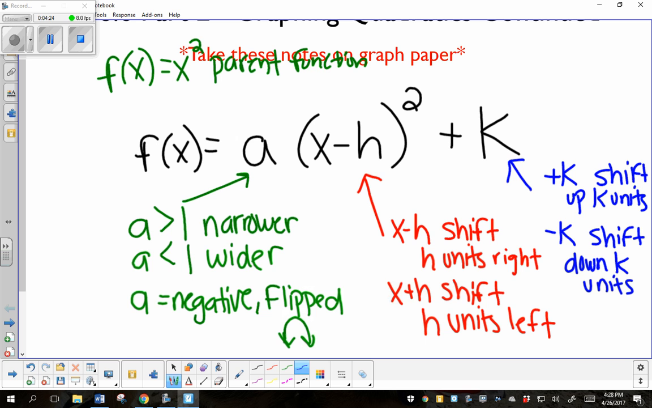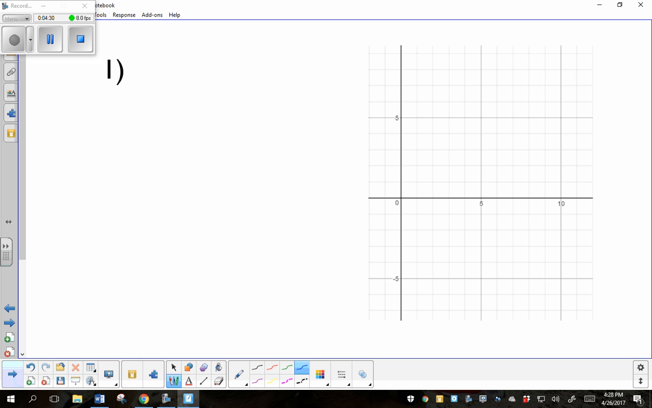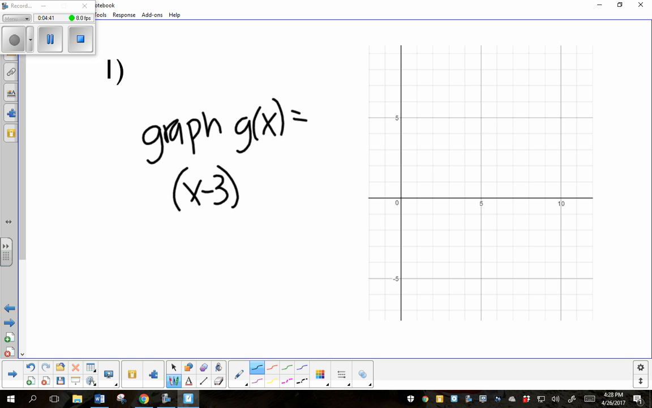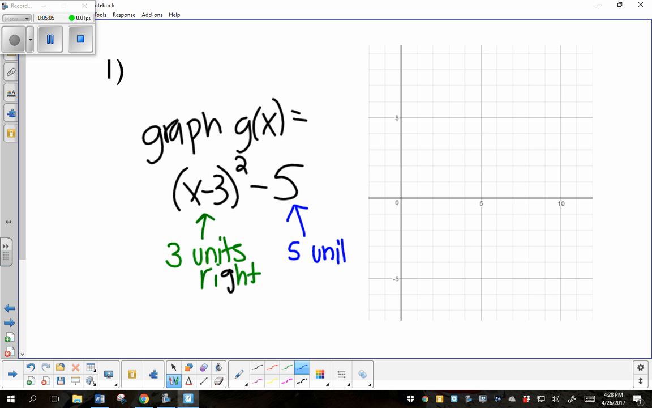So first, we're going to graph a parabola that is shifted a little bit. Oh, we already did that. So for our first one, we are going to graph g of x equals, I'm going to run out of room here, x minus 3 squared, and then minus 5 on the outside. So what you want to remember from what we just wrote is that this minus 3 is going to shift it 3 units to the right, and this minus 5 is going to shift it 5 units down.